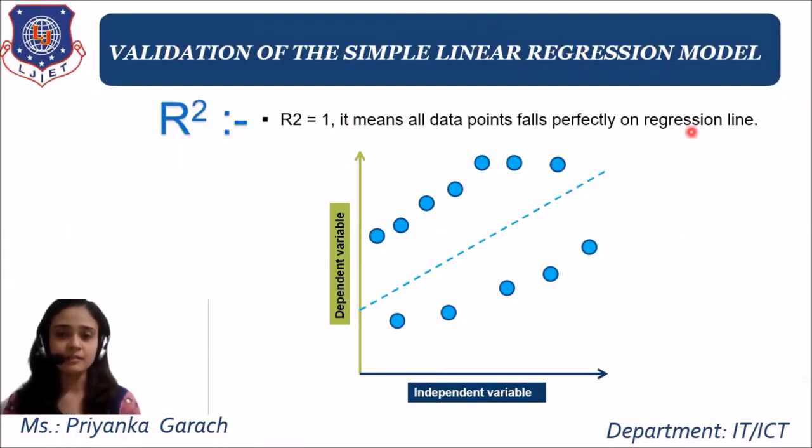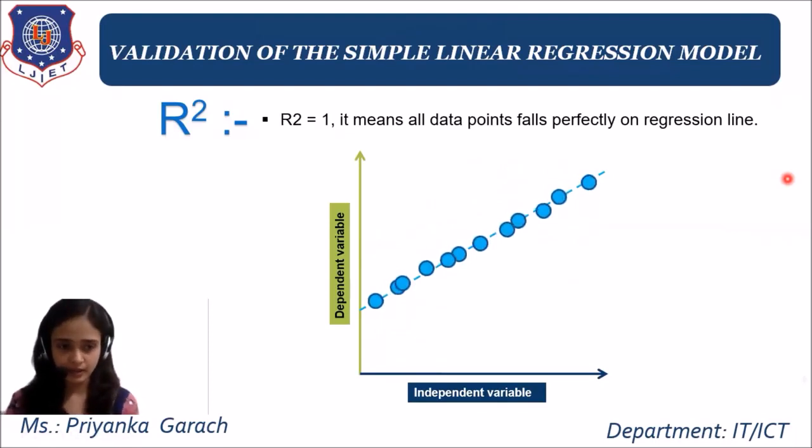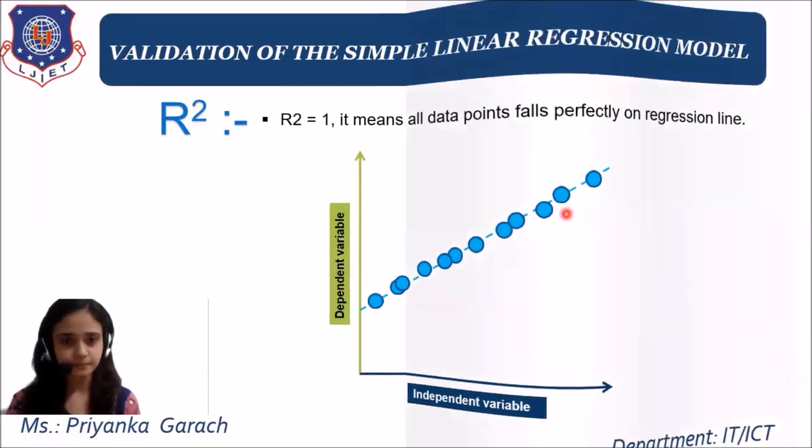So what is the error? The error means the vertical distance between the data point and the regression line. But when my R square value is 1, my model accuracy is 100%. It means no errors, so all the data points fall on the regression line. You can see over here there is no vertical distance between the data point and the regression line. So my model accuracy is 100% when I get a regression line which passes through all my data points.